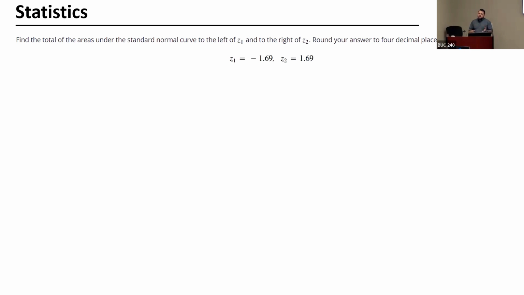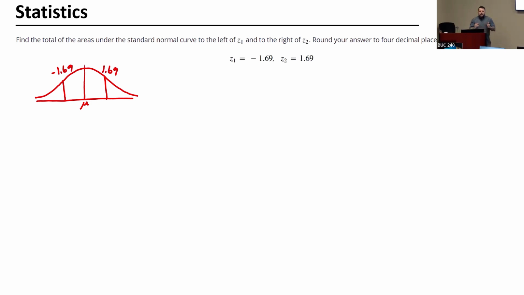First off, if we draw our picture, we should know it's going to look like this. I've got a z-score there. I know I've got my mu right here. We're going to say this is negative 1.69. Here's going to be a positive 1.69. And it's asking for the area where? In between or toward the tails? Toward the tail. You need to remember that word tails. Put that in the back of your brain and say, I'm going to need this later on.